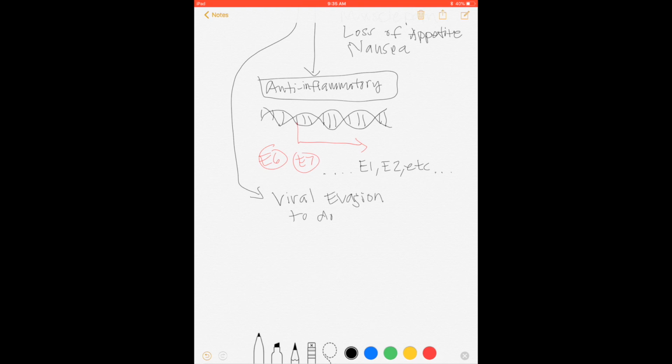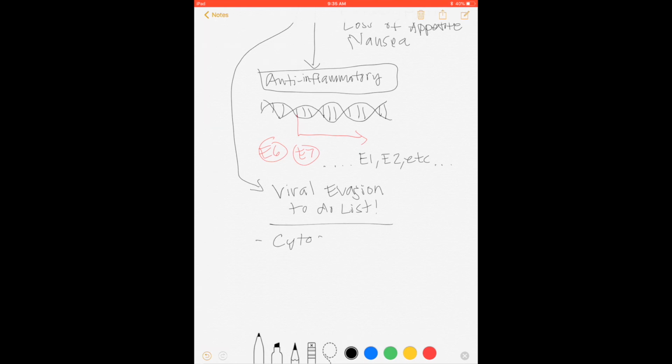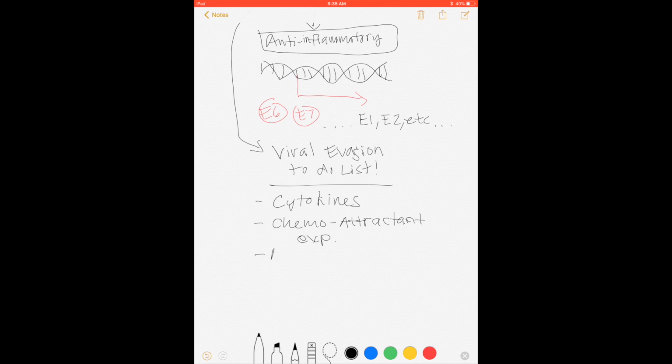Other viral evasion mechanisms include modulation of cytokines, chemoattractant expression, alteration of antigen presentation to the host immune cells, and the downregulation of the IFN pathways and adherence molecules.